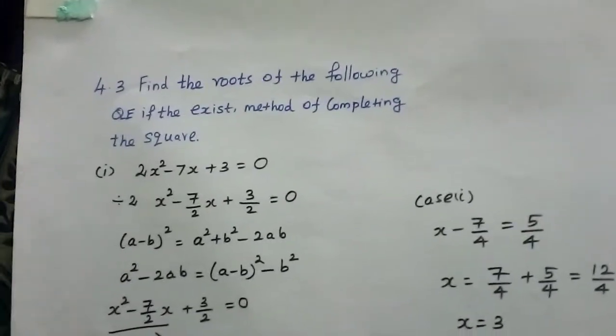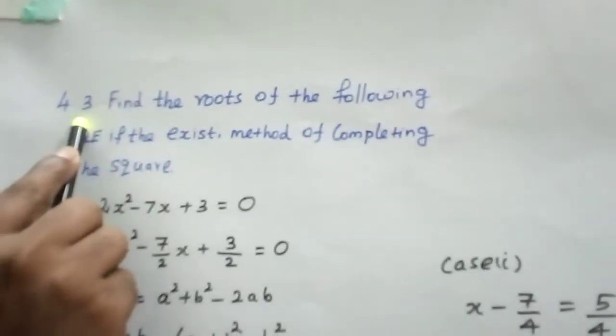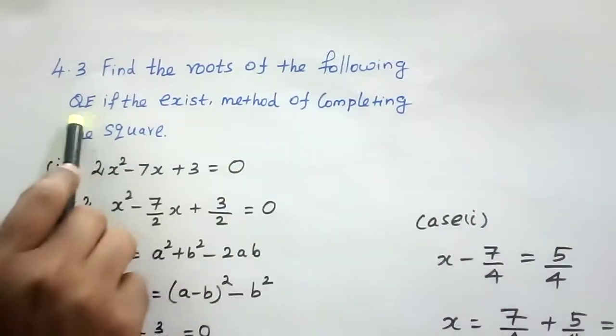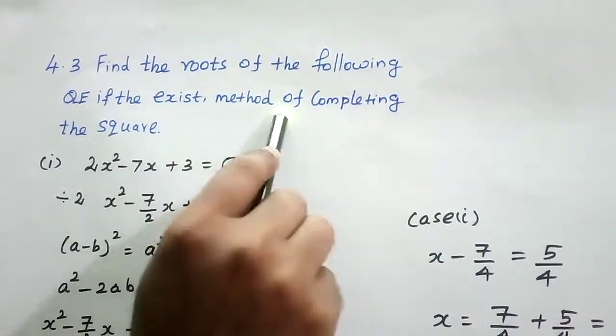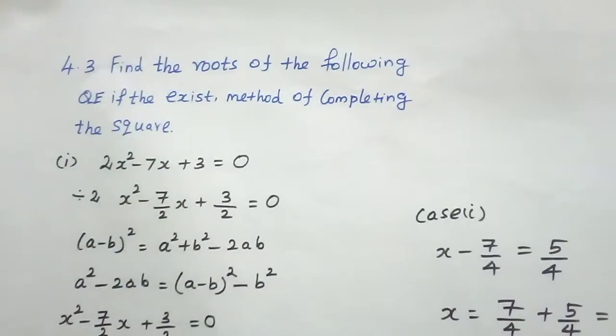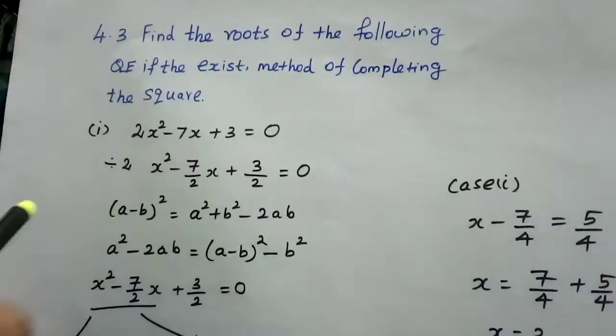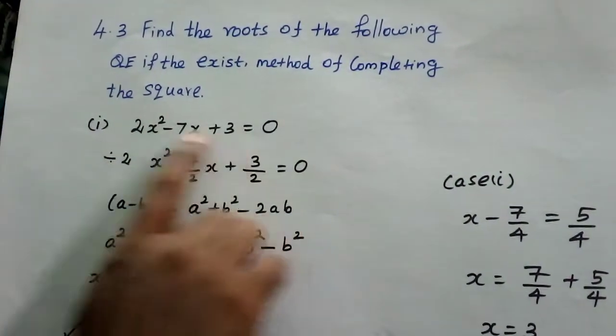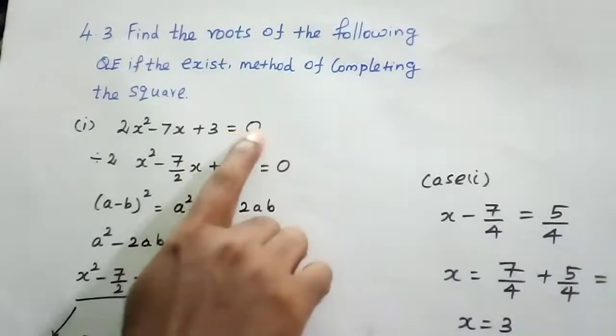Next we continue with exercise number 4.3. Find the roots of the following quadratic equation, if they exist, by the method of completing the square. Previously we factored using the factorization method. The given problem is 2x² − 7x + 3 = 0.